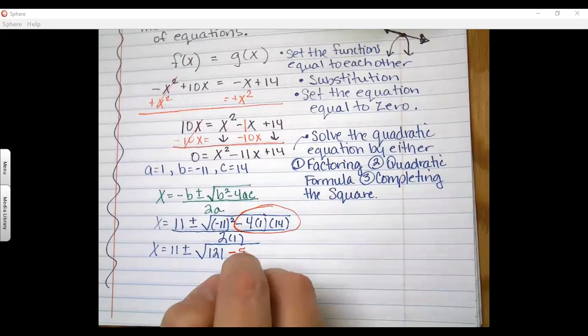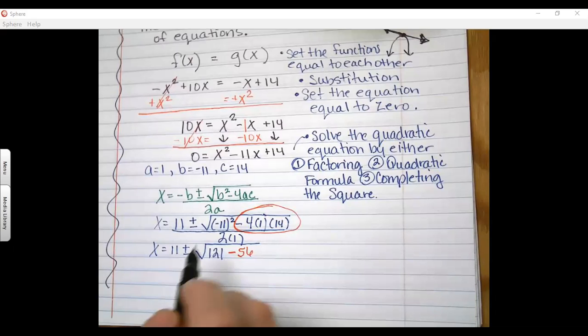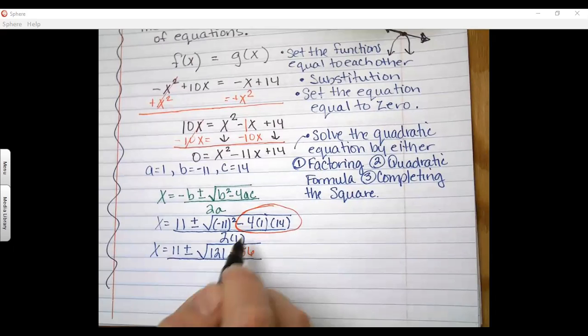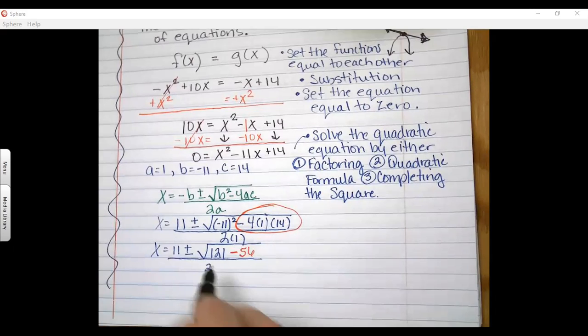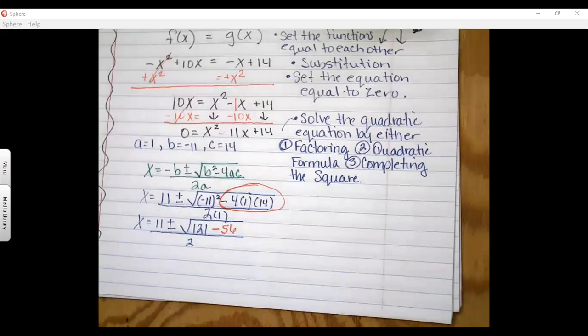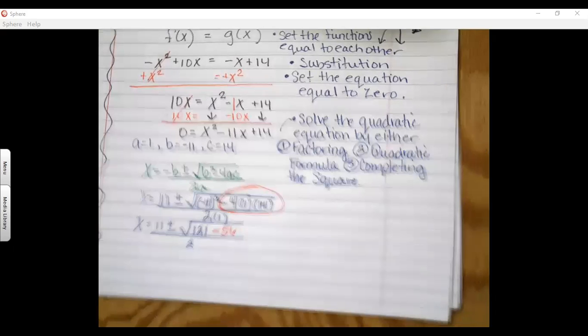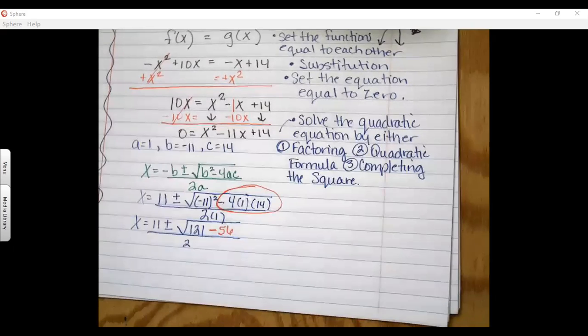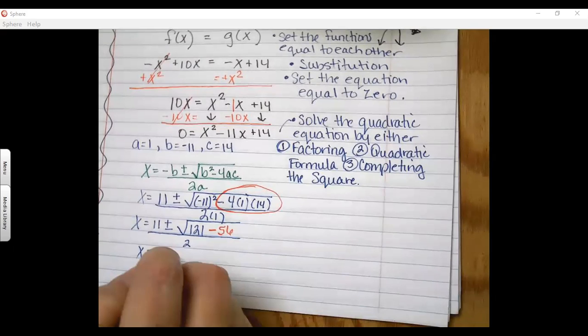And that whole thing is over 2 times 1, which is 2. Feel cool with that? Okay, so 121 minus 56 is 65. So I'm going to rewrite this: x equals 11 plus or minus the square root of 65, over 2.